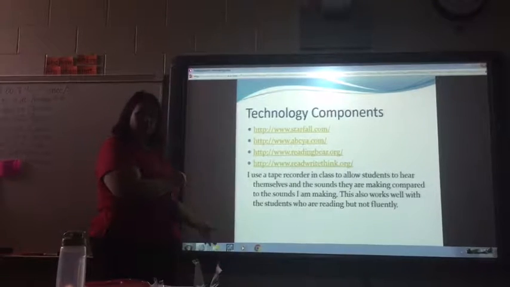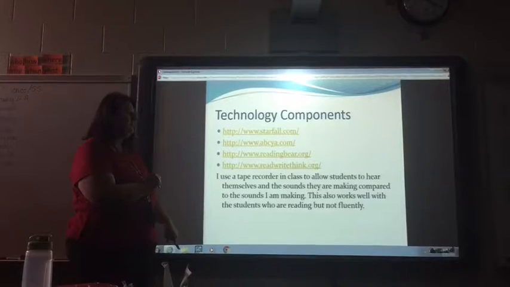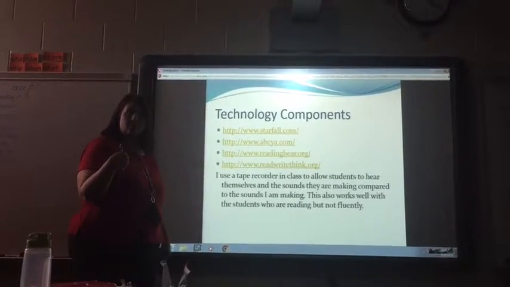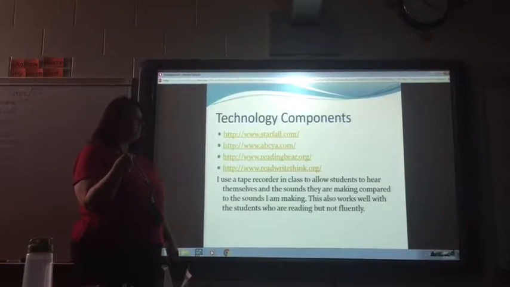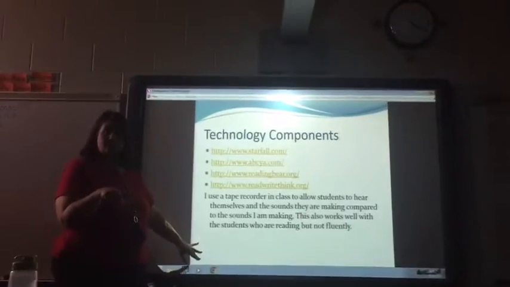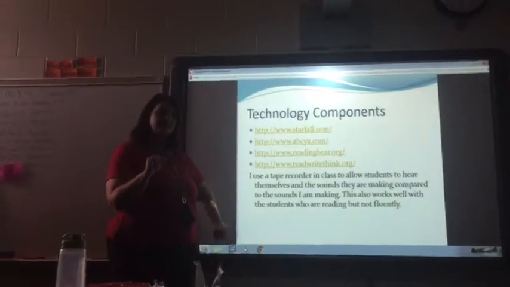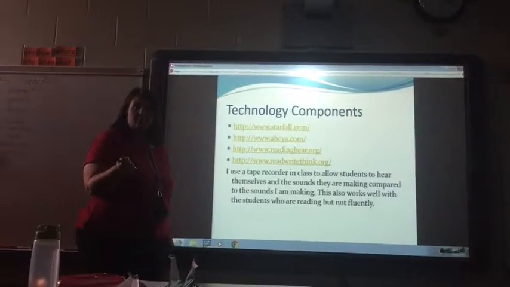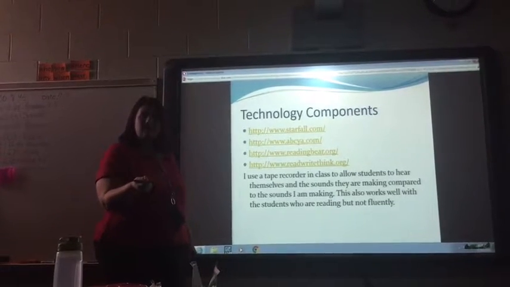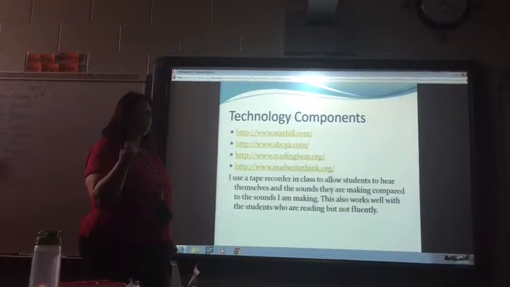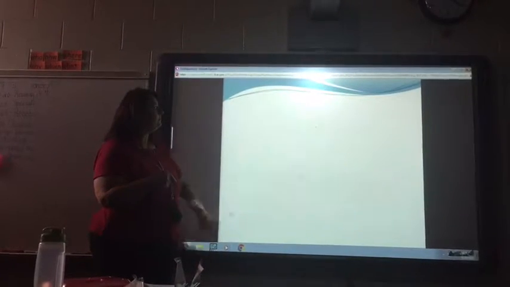I also use a tape recorder in class, some old school technology, because when students can hear themselves, they can hear the sounds that they're making, or I record me making the sounds, and then they can take this home and listen to those, or they can make them themselves and try to mimic me. We're doing a lot of stuff with a tape recorder that's working well for students reading, but not fluently. Even students that are reading, but they're robot reading, and there are these huge gaps between the words. I record them, and they hear what they're doing, and they crack up. Second graders think it's so funny to hear themselves doing that, but then they will correct it.